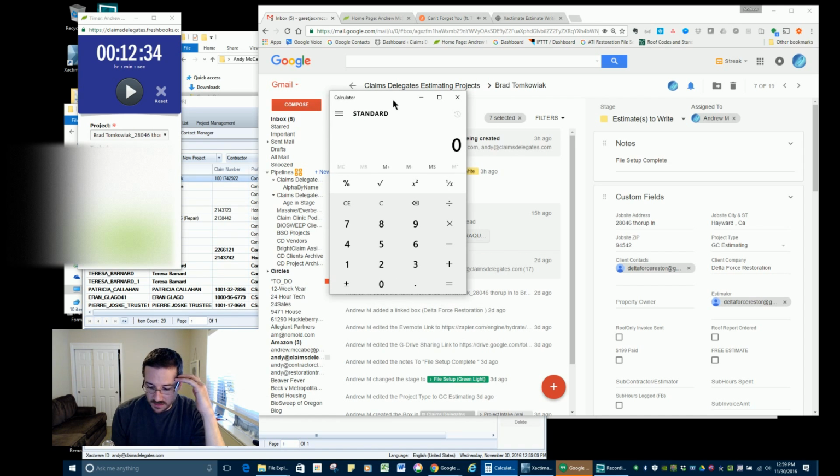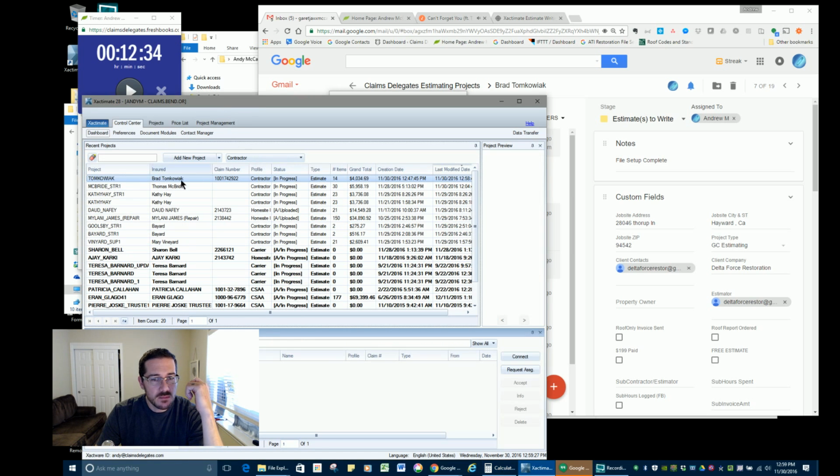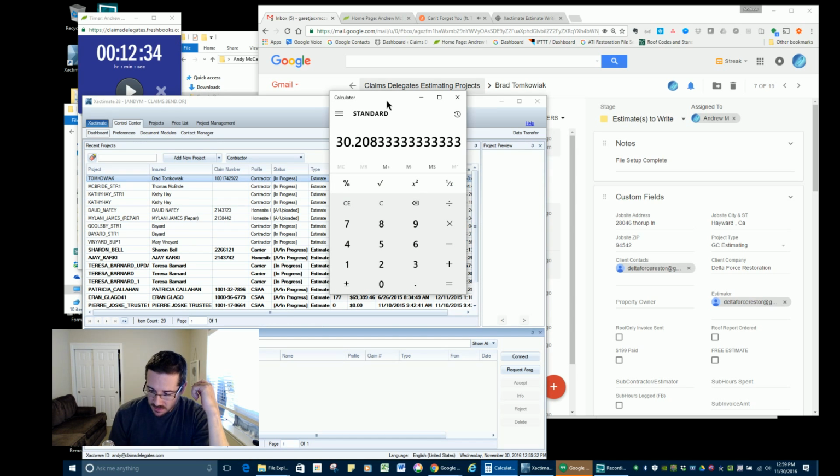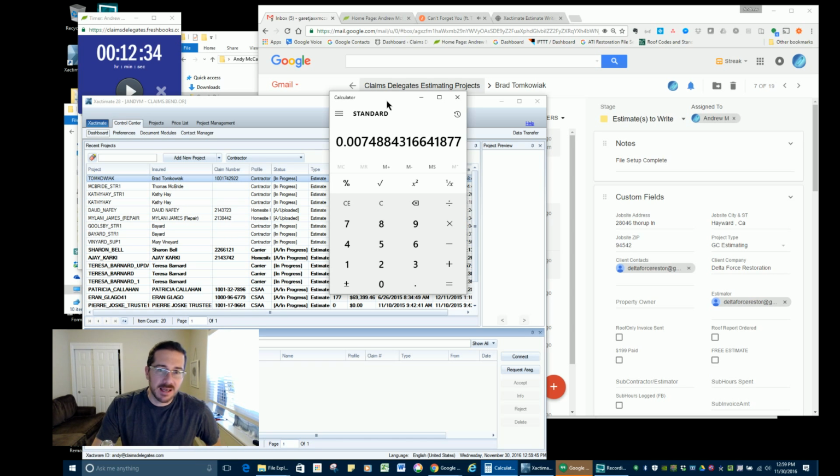Okay, so 145 divided by 60, that's my average, at $2.41 a minute times 12.5. This estimate's going to cost him $30. And what's our estimate up to here? 4,034, okay? Divided by 4,034. That estimate just got written for 0.7% cost. Can't beat that. Can't beat it.